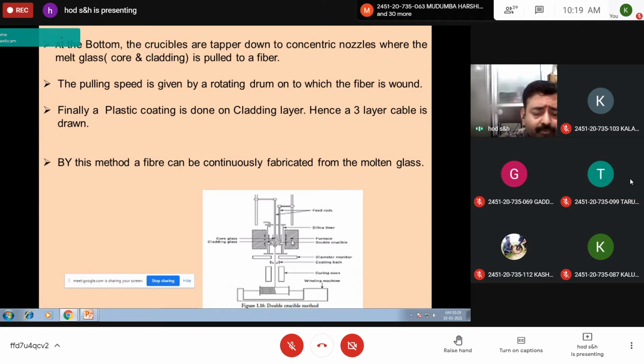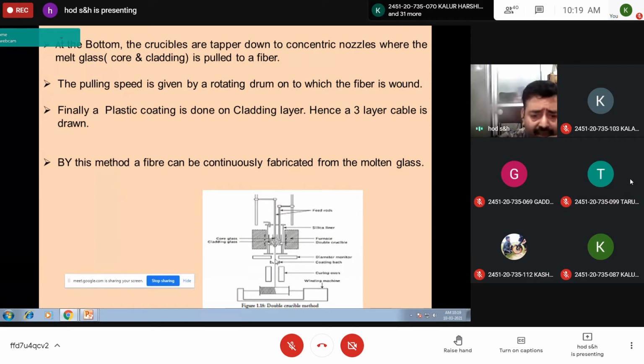Initially, the crucibles are heated to 850 to 1100 degrees centigrade in general. Then glass rods are slowly inserted in the crucibles, so that because of the high temperature, the glass material will be melted and molten glass fills the crucibles. Then it is allowed to pass through the concentric nozzles as shown in the figure. Initially the core material passes, and it is surrounded by cladding simultaneously. The diameter can be controlled by using this arrangement.